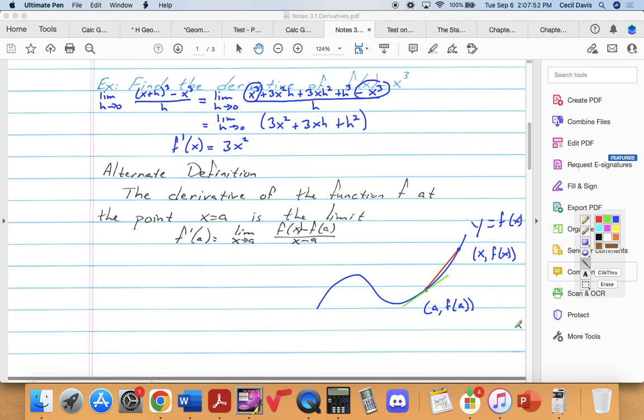You end up with that slope. As x gets closer and closer to a, you get closer and closer to this slope, which is the slope of the tangent line or the slope of the curve at that point. It's just a different way to write it. Sometimes this is easier. More often than not, we use this, but every once in a while the other one is easier.